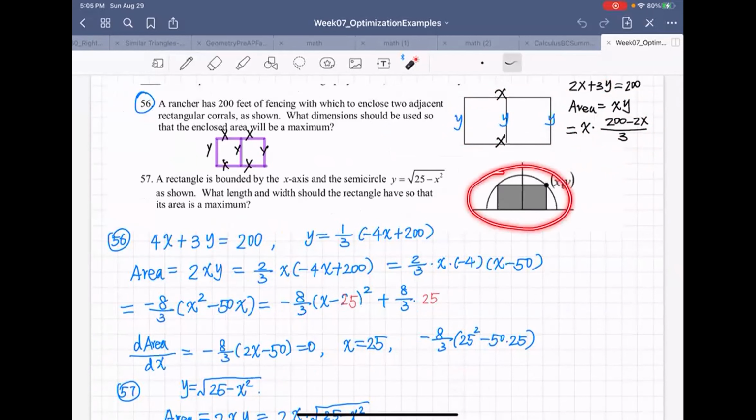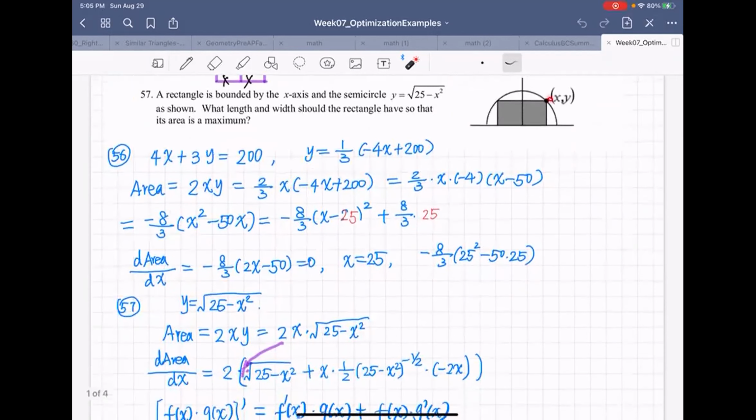But for this one, the question becomes a little bit harder. So y is this, and this is the 2x. So 2x times the square root of this will be your expression for your area. Then you can go ahead and use a calculator to find this maximum value, and you will find at what location of x you reach the max. That's the pre-calculus optimization question.